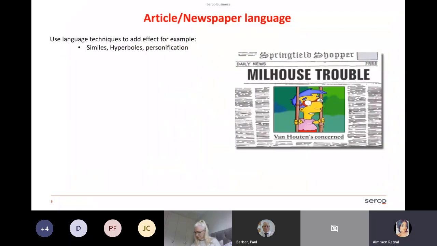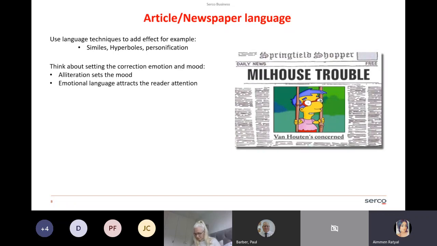So you've got your article language. You use language techniques to add effect. For example, your similes, your personification. And again, if you want me to go through that, we did that at the very first PowerPoint that we did. And we can resend that out if anyone wants to recap on that.